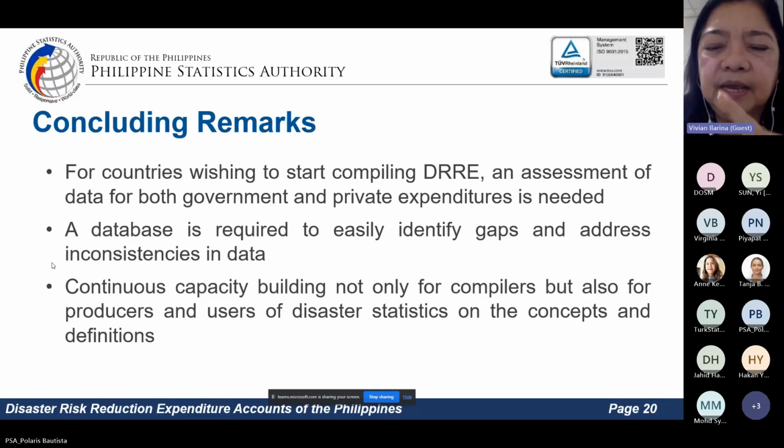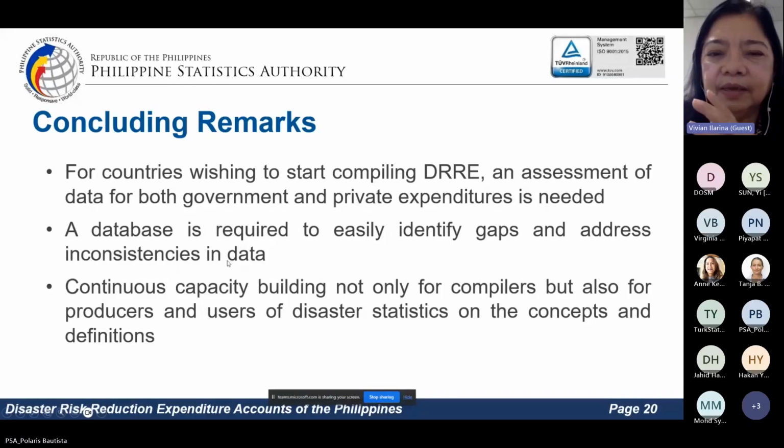Estimation of the DRRE accounts is just like following a framework. But what is very important is to look at the data, address those challenges, data gaps, data problems, in terms of the quality of the data, in terms of the comprehensiveness and consistency of this data. Once you assess this data, then you put them together in one database. What are exactly the strengths and the weaknesses of this data? Identify them, and there are gaps, of course.